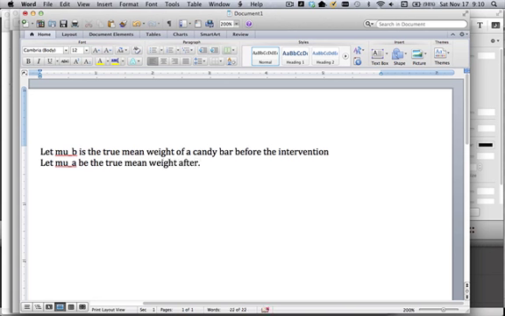after the intervention. Now the null hypothesis is going to be that mu sub b is the same as mu sub a, which is the same thing as mu sub b minus mu sub a equal to 0. And then the alternative, you can call it H1 or Ha, will be mu sub b not equal to mu sub a, which is the same as mu sub b minus mu sub a is not equal to 0.